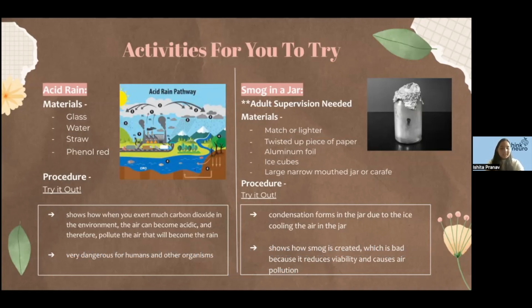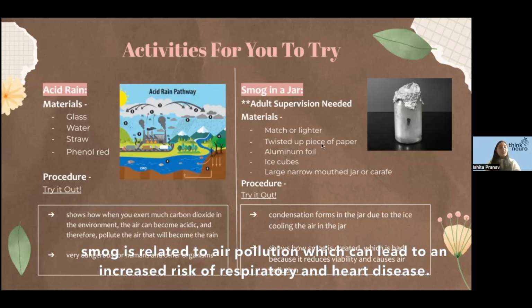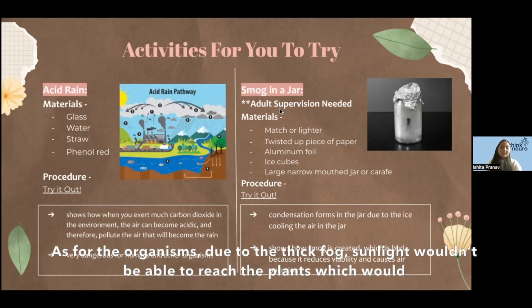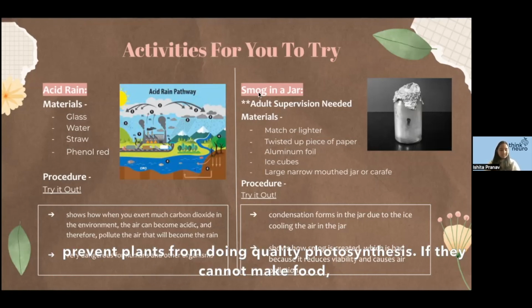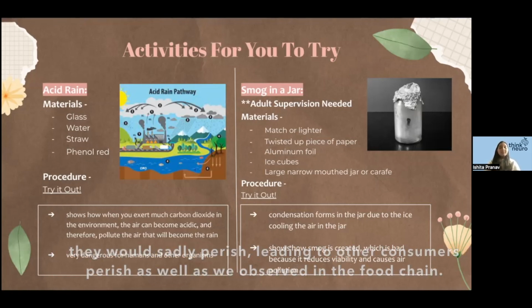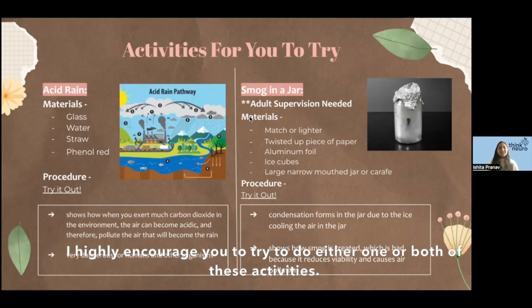Similar to acid rain, smog is related to air pollution, which can lead to an increased risk of respiratory and heart disease. As for the organisms, due to the thick fog, sunlight wouldn't be able to reach the plants, which would prevent plants from doing quality photosynthesis. If they cannot make food, they would sadly perish, leading to other consumers perishing as well, as we observed in the food chain. I highly encourage you to try to do either one or both of these activities.